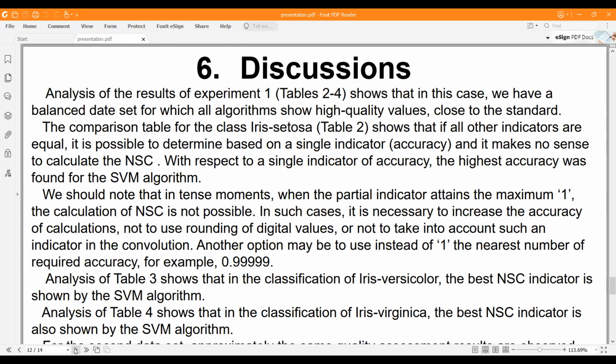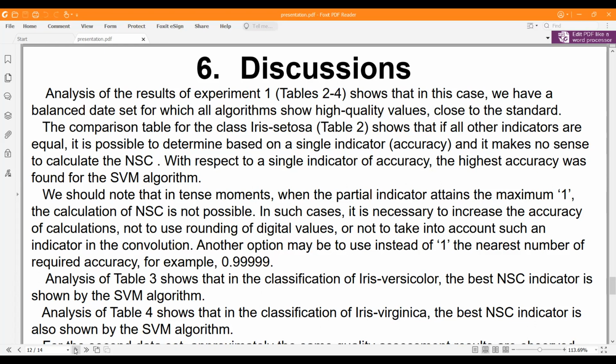The comparison table for the IRIS data set, table number 2, shows that if all other indicators are equal, it is possible to decide based on a single indicator, accuracy, and it makes no sense to calculate the NCS. With respect to the single indicator of accuracy, the highest accuracy was found for the SVM algorithm. Analysis of table number 3 shows that in the classification of iris versicolor, the best NCS indicator is shown by the SVM algorithm. Analysis of table number 4 shows that in the classification of iris virginica, the best NCS indicator is also shown by the SVM algorithm.